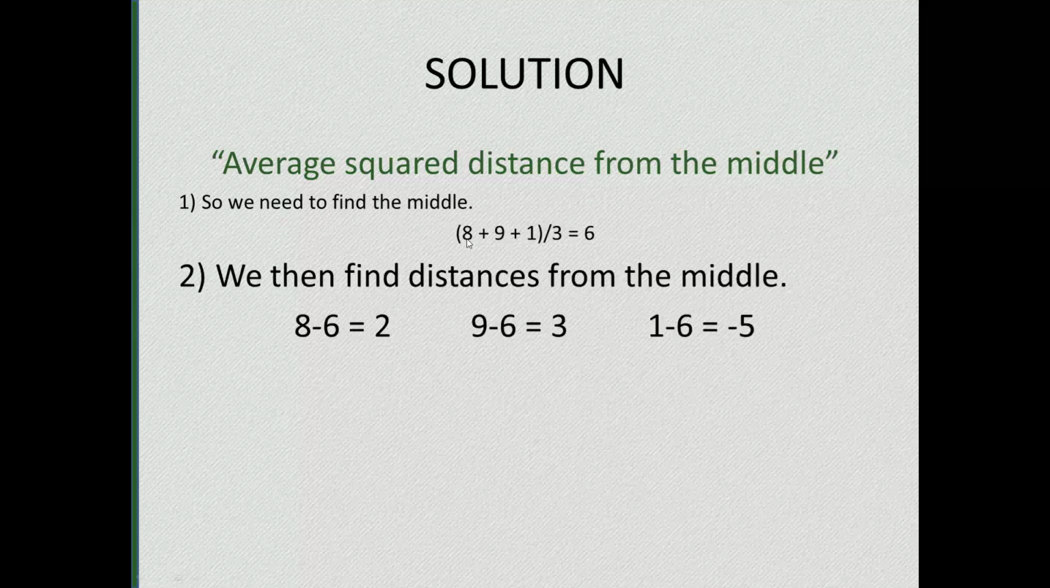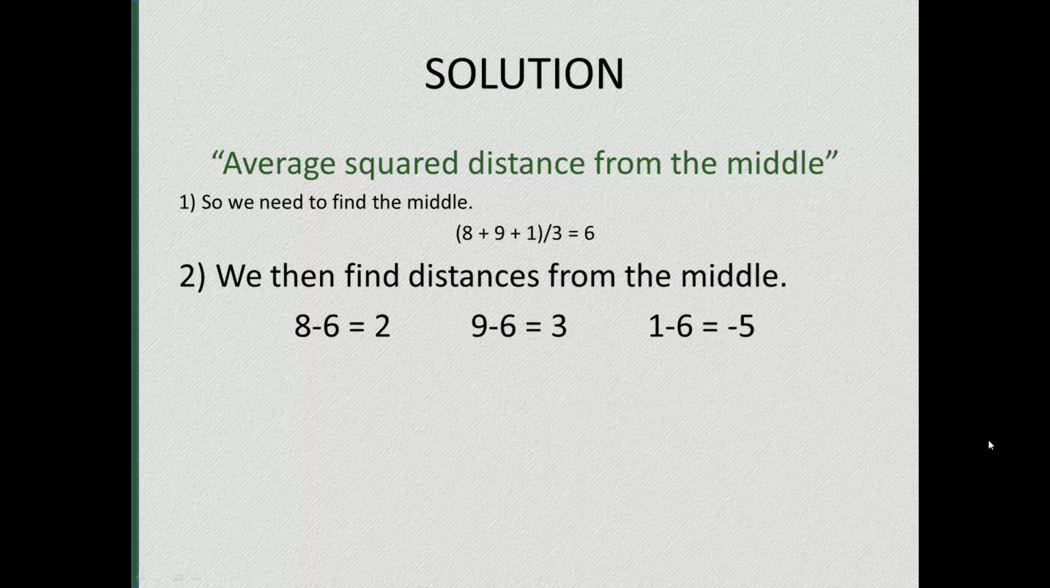The first data point is an 8. It's 2 units away from the middle. 9 minus 6. The second data point is 3 units away from the middle. 1 minus 6. The third data point is 5 units below the middle. Notice that these distances add to 0. That will always happen.